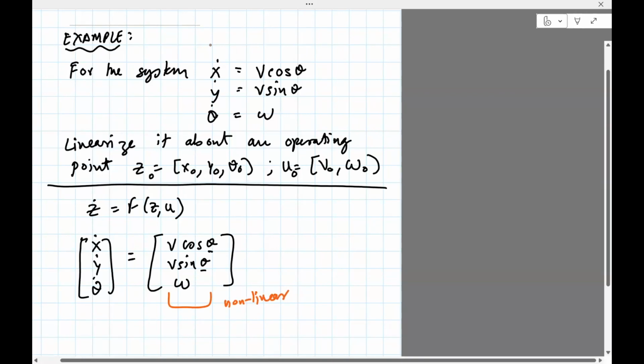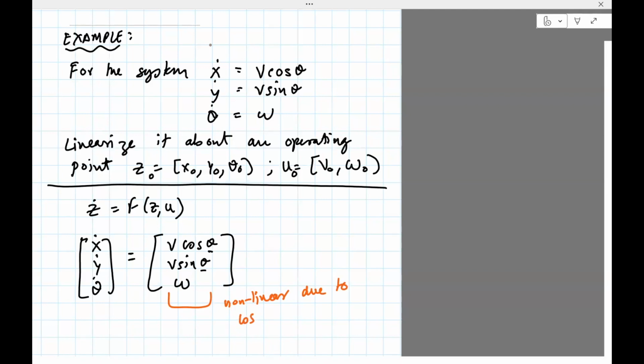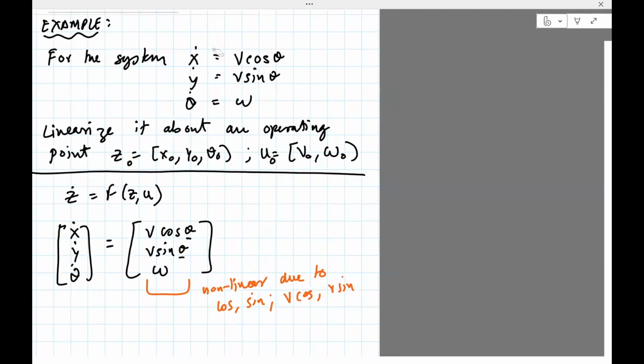So first of all, the nonlinearity is due to cosine and sine, right? They shouldn't appear when it's linear. The other reason why it's nonlinear is because it's the product of control and cosine, because we have v cosine and v sine. Okay, the third equation is actually linear.